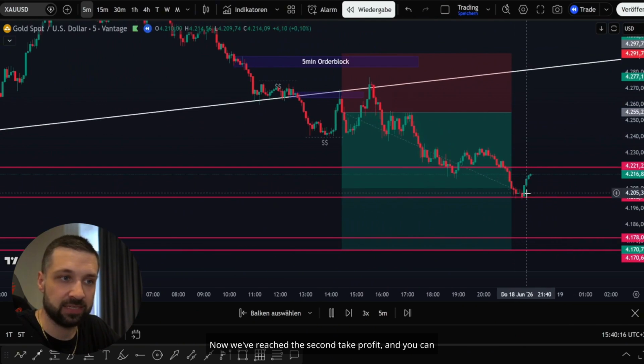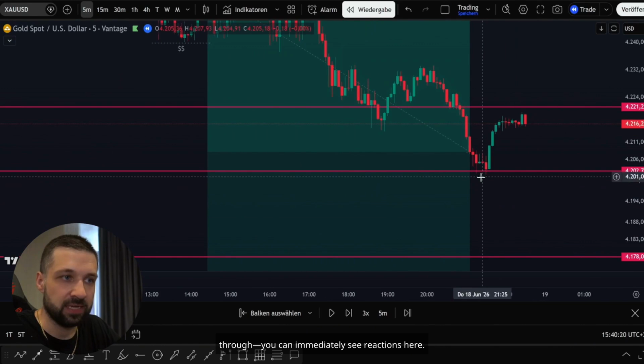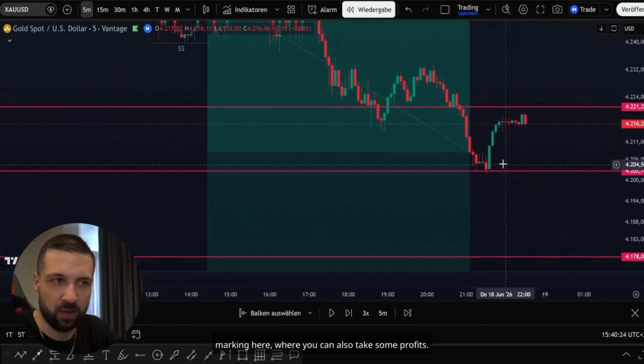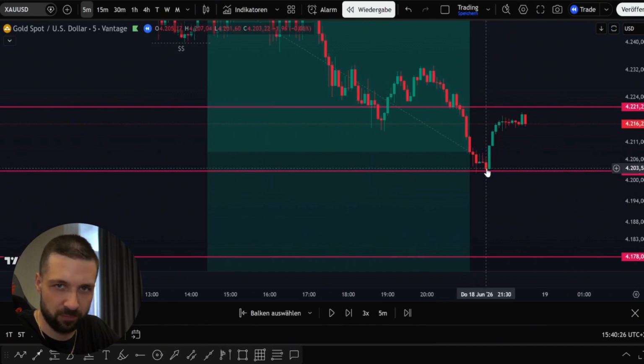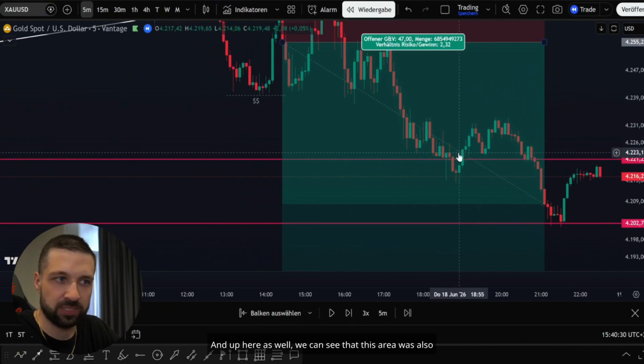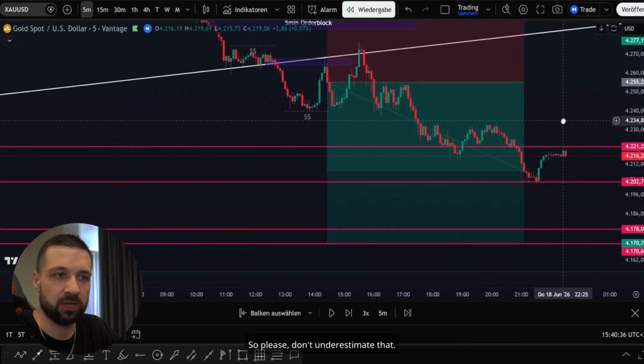Now we've reached the second take profit, and you can see right here, before I let it run all the way through, you can immediately see reactions here. That means these are really important points that we're marking here, where you can also take some profits. You don't have to let the entire trade run through like that. And up here as well, we can see that this area was also interesting for the chart. That's where things initially moved back up again, so please don't underestimate that.